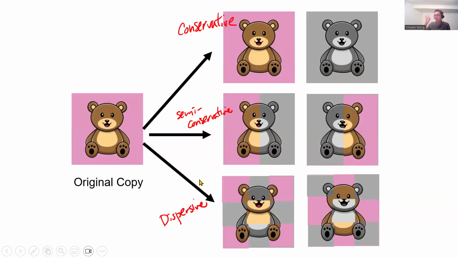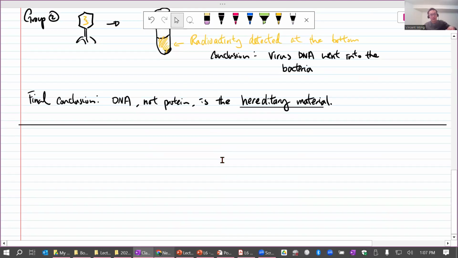Okay? So there are 3 separate models. They don't know which one is correct. That's why they have to do an experiment to figure it out, right? So I'm going to show you the experiment now. This one is very hard, right? But I'll try my best. Okay, so here we go.